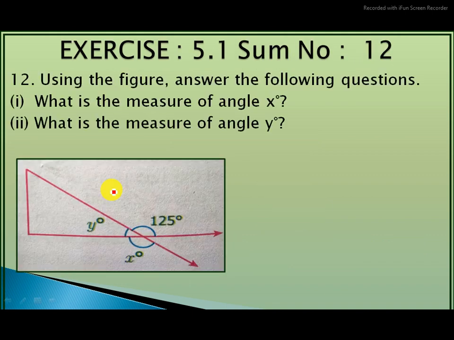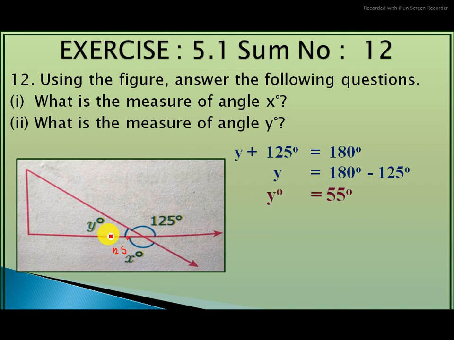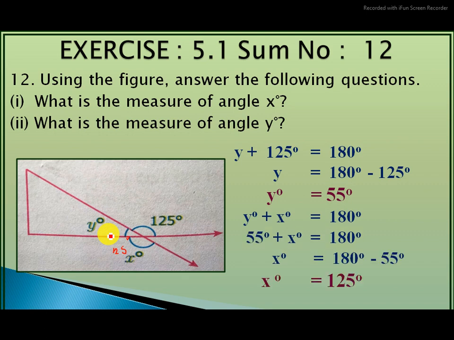Using the figure, answer the following questions. What is the measure of angle x? What is the measure of angle y? Now when you look at the diagram, we know that angle x and 125 are vertically opposite angles. So angle x will be 125 degrees. Similarly, angle y and angle 125 are on a straight line, or they are linear pair angles. So when you subtract it from 180, you get the value of y. So y plus 125 is 180. So y is equal to 180 minus 125, you get 55 degrees. And angle y plus angle x is also 180. So you get x is equal to 125 degrees.